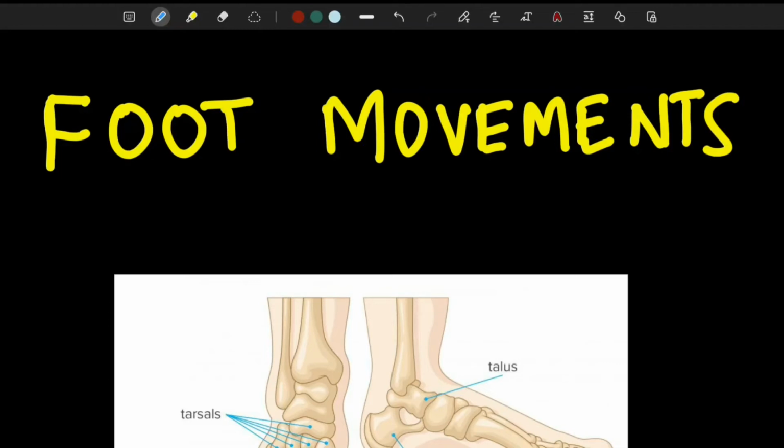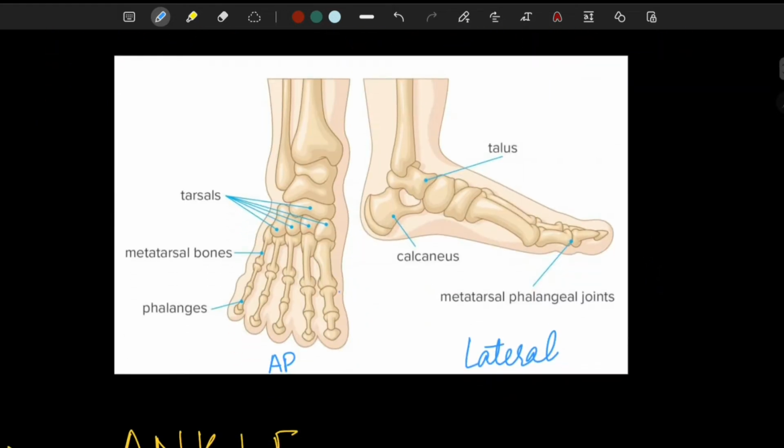Hi, foot movements. Now, foot movements are of various types, but they are occurring at different joints, which we will study in this lecture. Now, we will start with the AP view of the foot, which shows the ankle joint, the Chopart joint, the intertarsal joint and tarsometatarsal joint, the metatarsophalangeal joints, and the interphalangeal joints.